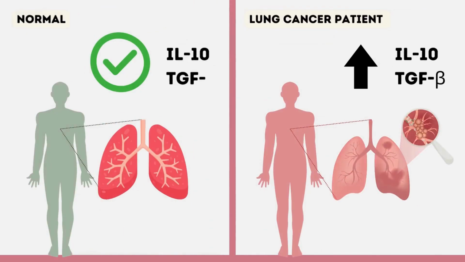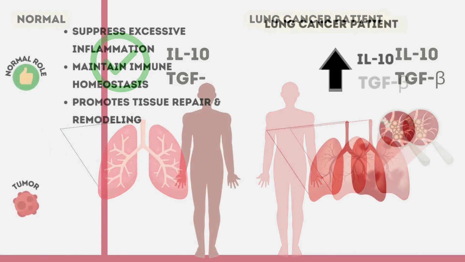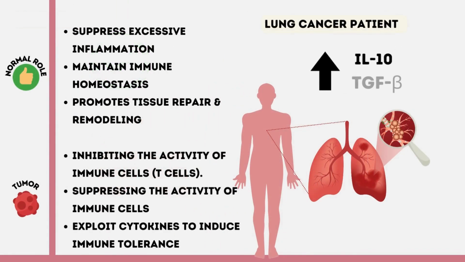This is the amount of IL-10 and TGF-beta in normal people and lung cancer patients. So we look at IL-10 first. Basically, IL-10 in the lungs serves as a key regulator of immune responses, exerting anti-inflammatory effects to suppress excessive inflammation and maintain immune homeostasis. It plays a role in tissue repair and remodeling, contributing to the resolution of inflammation.